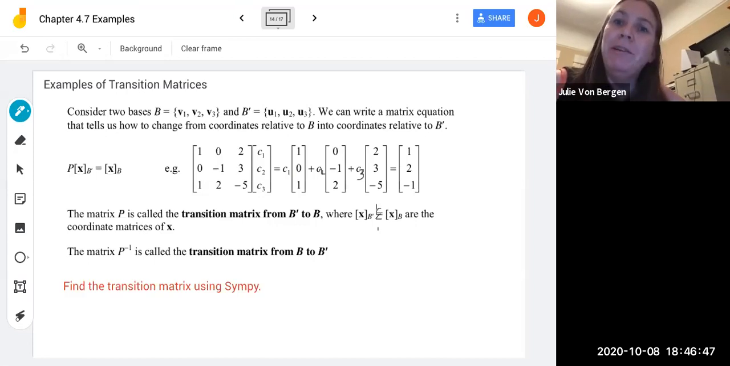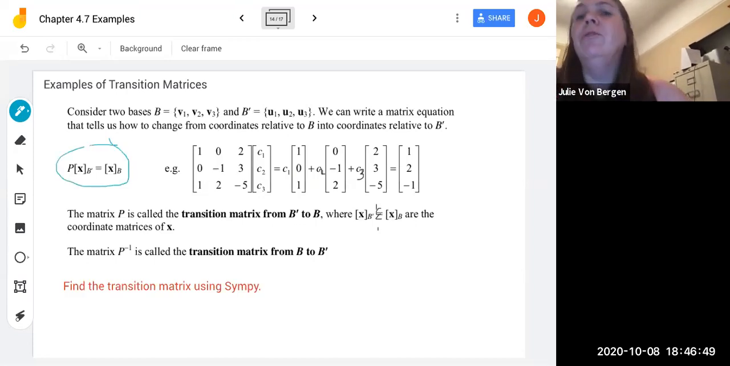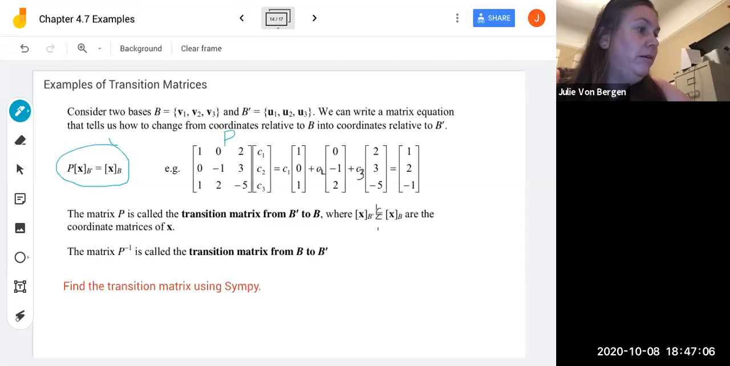So our relationship is that P is this matrix that when we multiply it by the column vector x in B prime, so the coordinates relative to B prime, we get out the coordinates relative to B. So in our example here, this is matrix P. C1, C2, and C3 are the coordinates relative to B prime. That's our unknown values. And then this is C1 times the 101, because if you think about multiplying this through, all of these elements in the first column are going to get multiplied by C1.